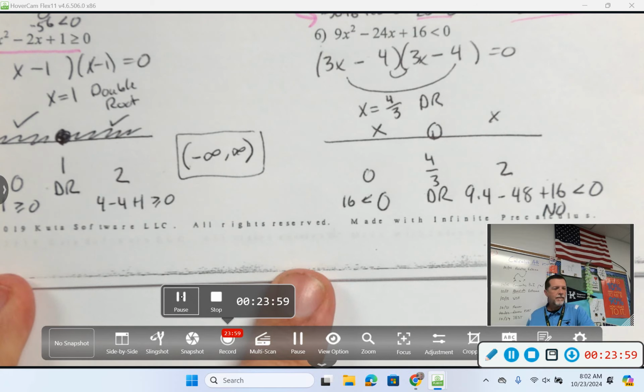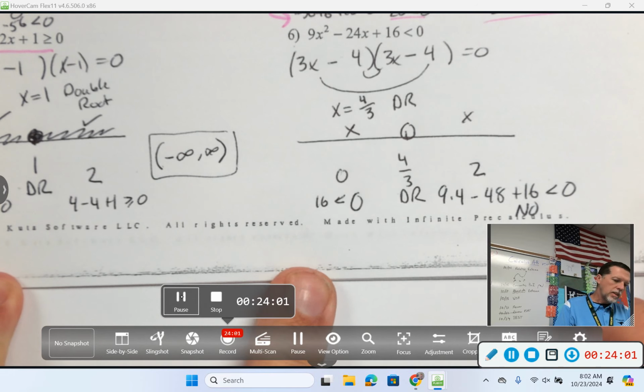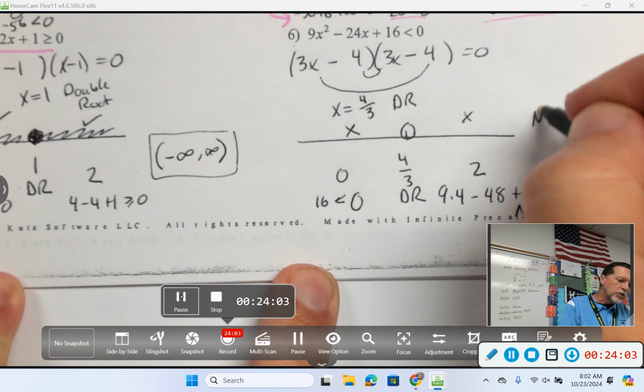So pretty much all we have to do is test 0. So no solutions is the answer.